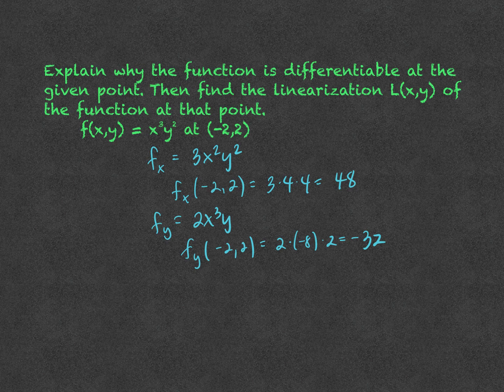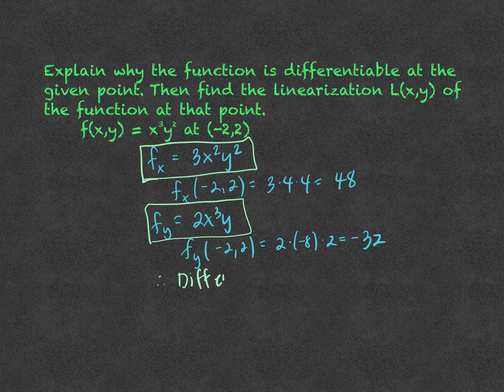Now, to explain that it's differentiable, we know that this function is continuous. It has no breaks. This function is continuous at the point (-2, 2). Therefore, it is differentiable at (-2, 2). So since they're both continuous, we're differentiable. That's good. So we're going to say, therefore, differentiable. Now, WebAssign is just going to ask you for the partial derivatives, and then I think you're going to have to say that it's continuous.